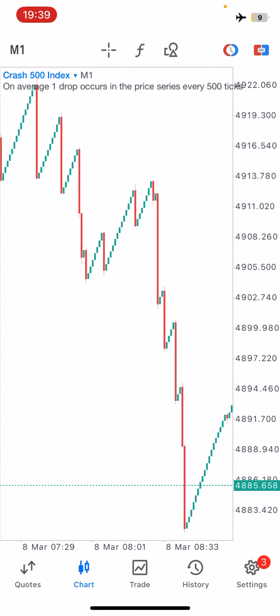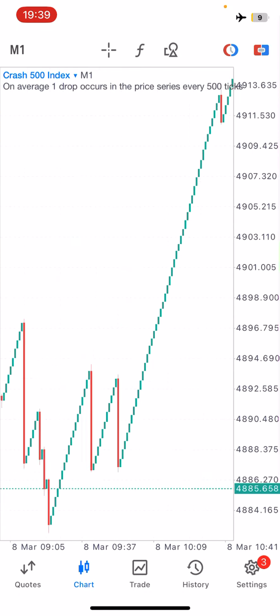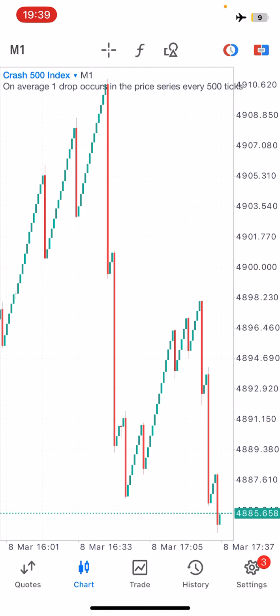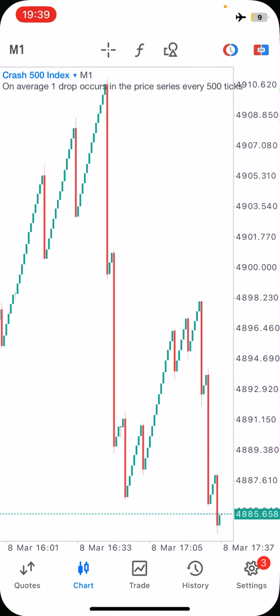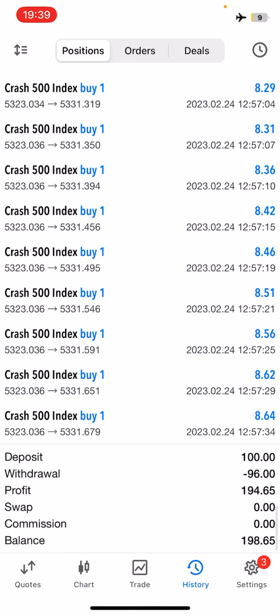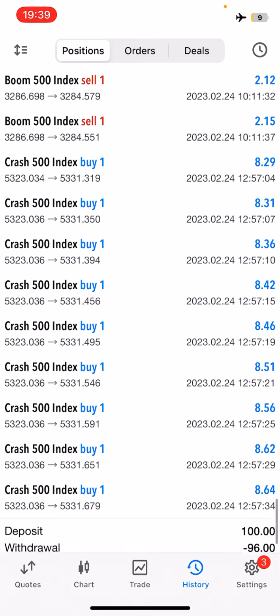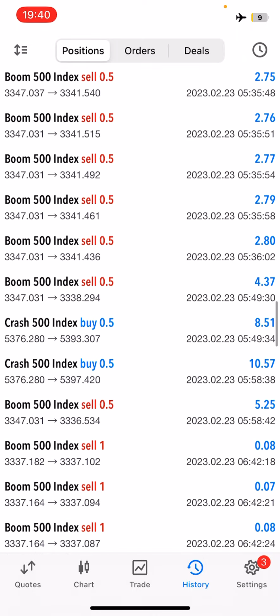Okay, so as you can see, I have a blank chart. We are on Crash 500. I'll also tell you the time frame that you need to use this strategy on. I'll tell you your psychology tips. I'll basically share with you guys my journey from this $100 all the way up to a profit of $194.65.